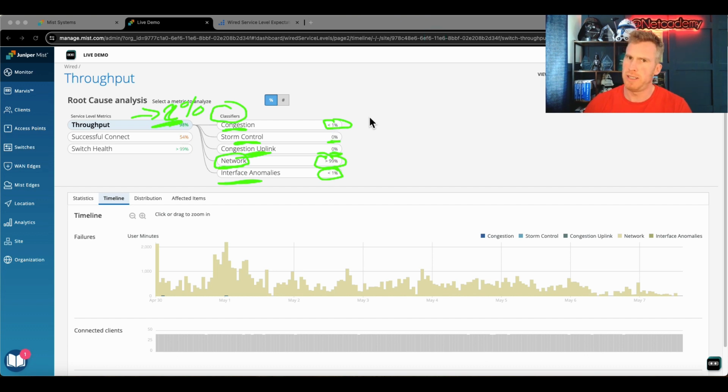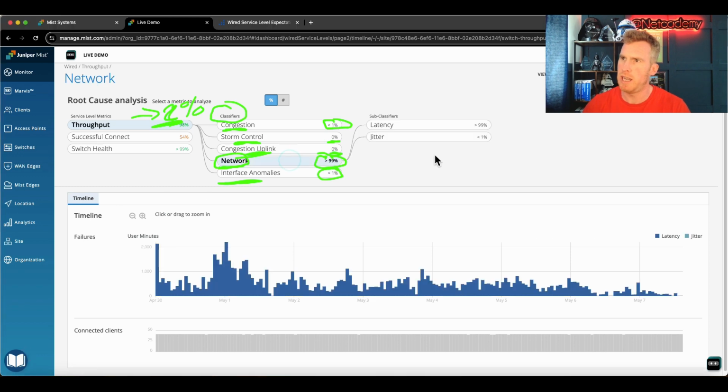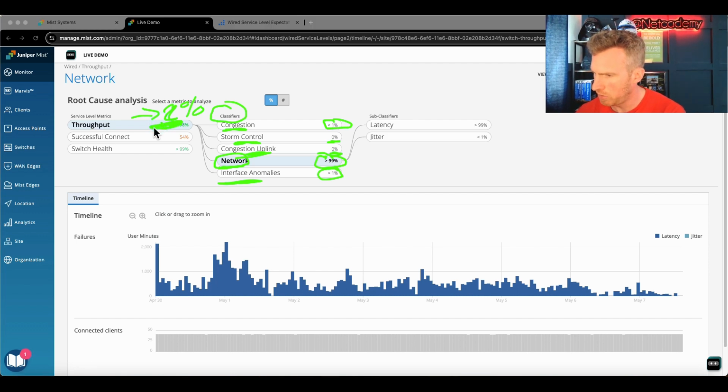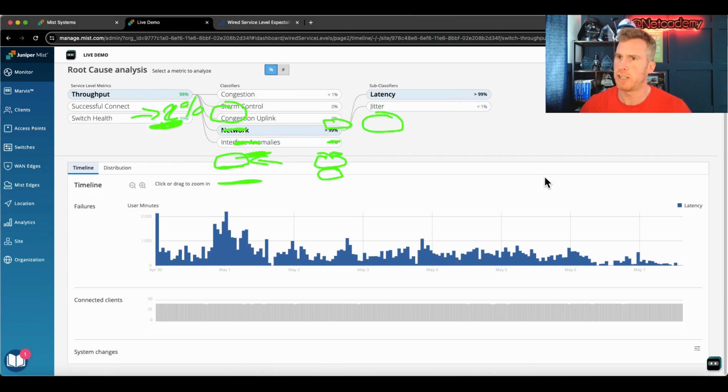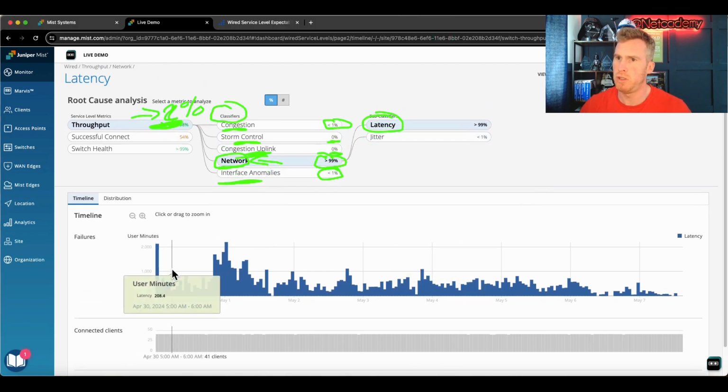Just like we did with successful connects, if I now select network, we have these sub-classifiers. And the sub-classifier is telling us for this missing 2% again, most of that was for network, and most of that was due to latency on the network itself. Now if I select latency, we can actually view the user minutes that have been impacted by this.